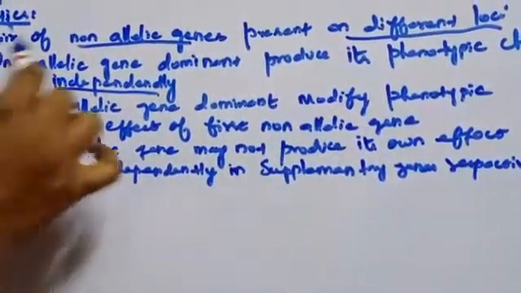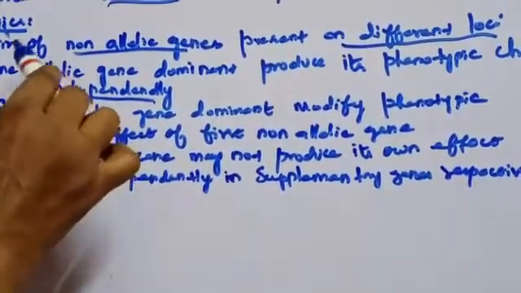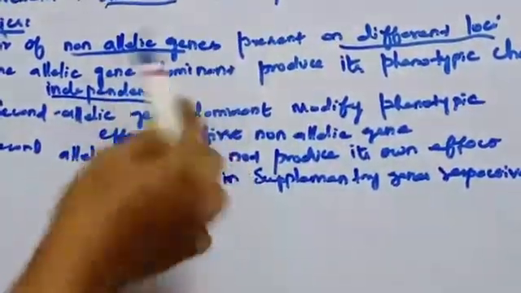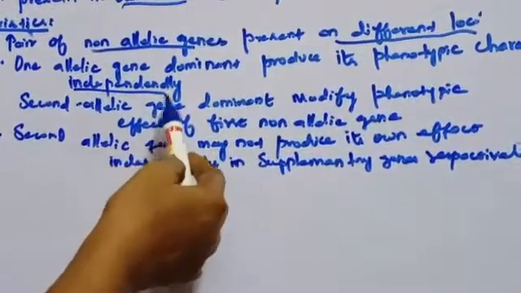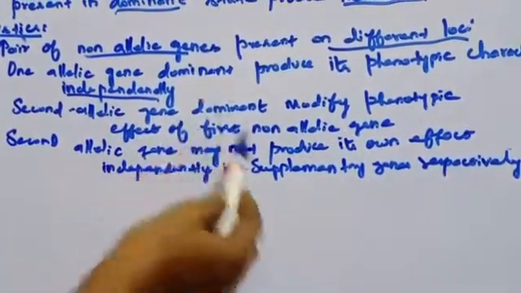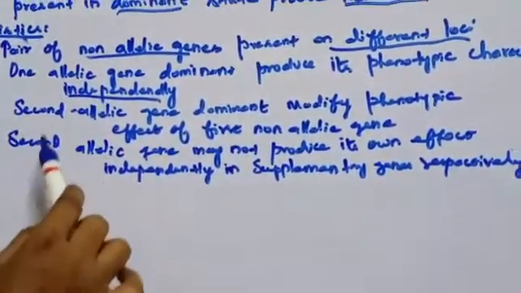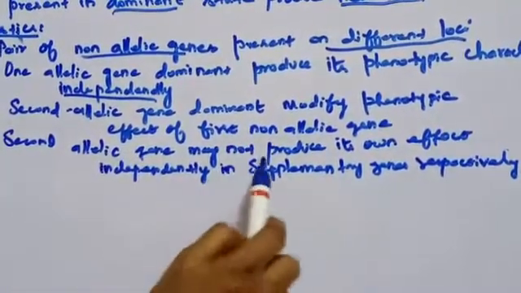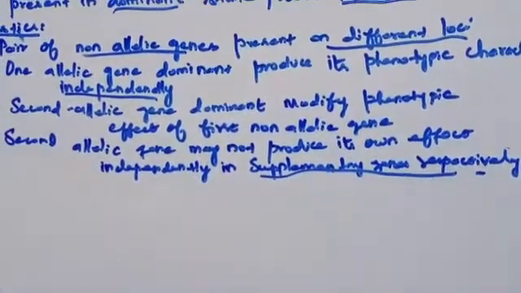See, previous point you have seen, suppose this is a first non-allelic gene. When it is present in dominant condition, they produce its own character independently. But suppose if second allelic gene is dominant, it modifies the phenotypic effect of the first non-allelic gene. At the same time, the second allelic gene may not produce its own effect independently. In which condition? Supplementary genes respectively.